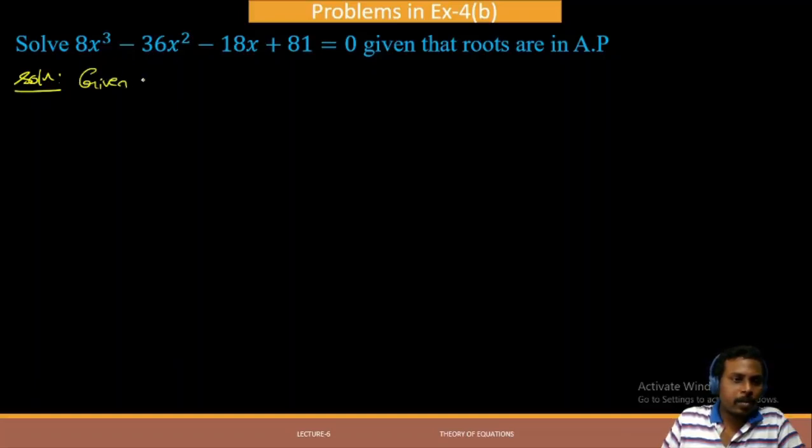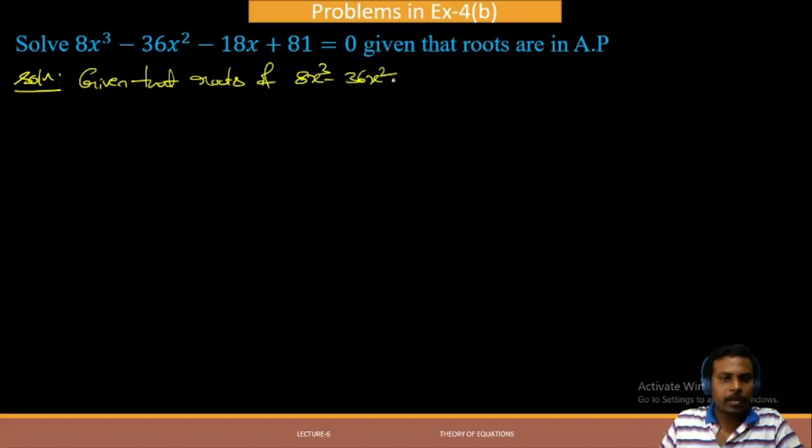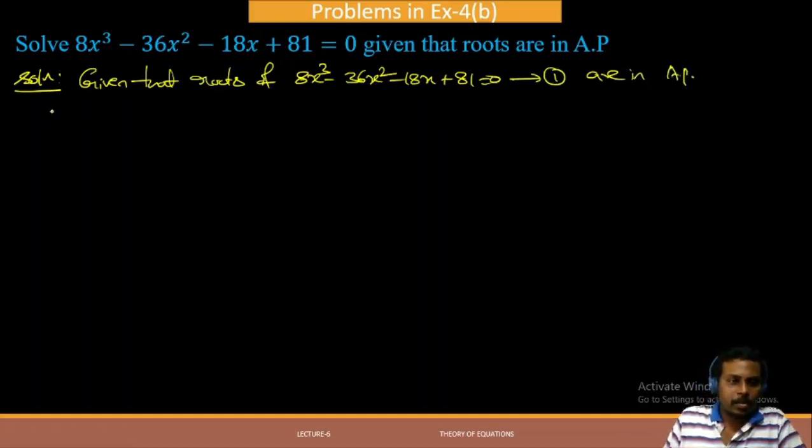Given that the roots of the equation 8x cube minus 36x square minus 18x plus 81 is equal to 0, call it equation 1, are in arithmetic progression. Okay, so let a minus d, a, a plus d be the roots of equation 1 with common difference d.